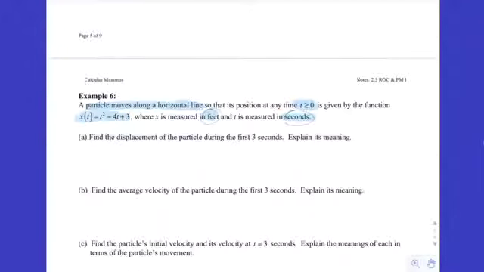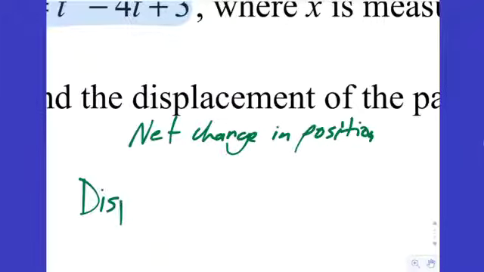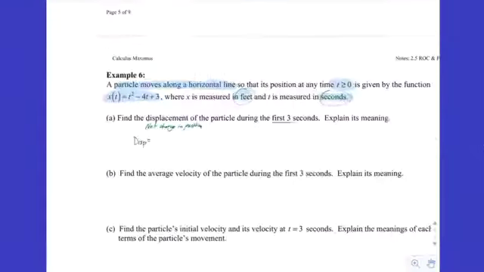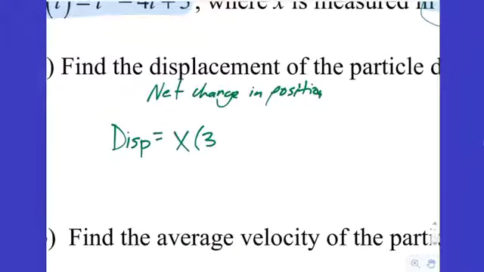Okay, here we go. Example A. Find the displacement of the particle during the first 3 seconds. Explain its meaning. So how are we going to figure out the displacement? Displacement is your net change in position. So the displacement is going to be your final position. We're going during the first 3 seconds, right? So I want to know where was it at the end minus where was it at the beginning. It's your final position minus your initial. It's not initial minus final. Displacement is a vector. The sign is meaningful. So it always has to be final minus initial. Make sure you know that. Final minus initial.